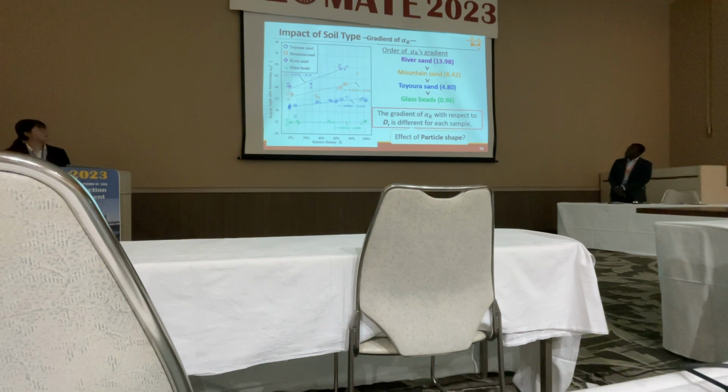I'm wondering why you have these data points of relative density smaller than 0% and larger than 100%. Okay, thank you.